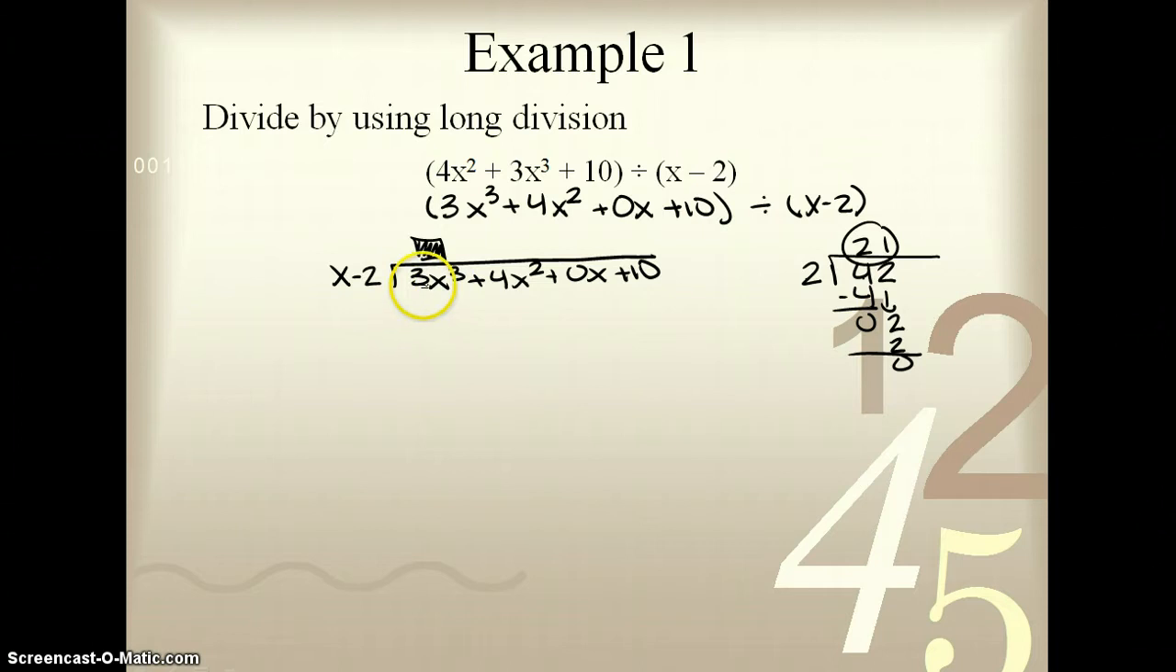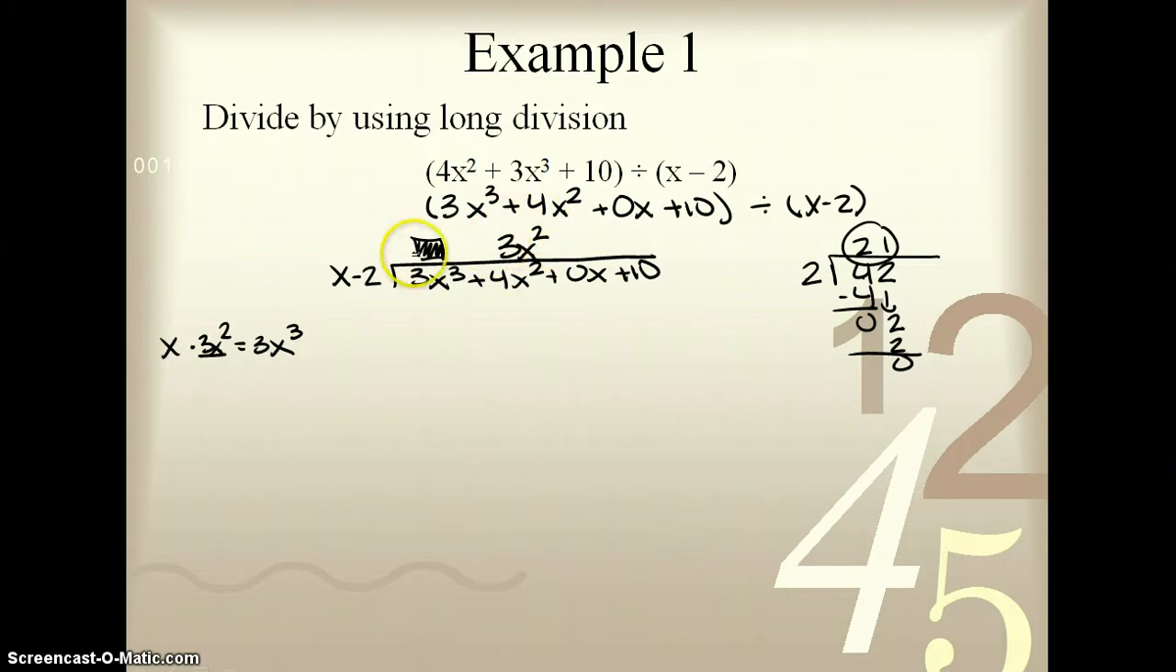So what times x is going to give you 3x cubed? So x times what is equal to 3x cubed? That's what you're trying to figure out to ensure that we properly cancel out the 3x cubed. Well, the answer to that would be 3x squared. x times 3x squared is 3x cubed. So above our 4x squared, we're going to write 3x squared as our first part for the division.